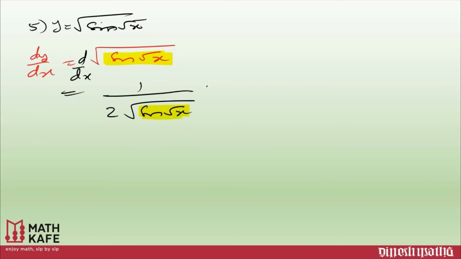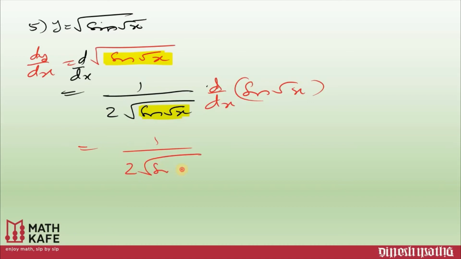Root x, and hope you remember, derivative of this root x, we have already learned, is 1 by 2 root x. Now again if you see under the root, this is not x. I have to differentiate it again. D by dx of this sine root x will come. Now that will become what? 1 by 2 root sine root x into, what is derivative of sine function? Cosine of the same angle.